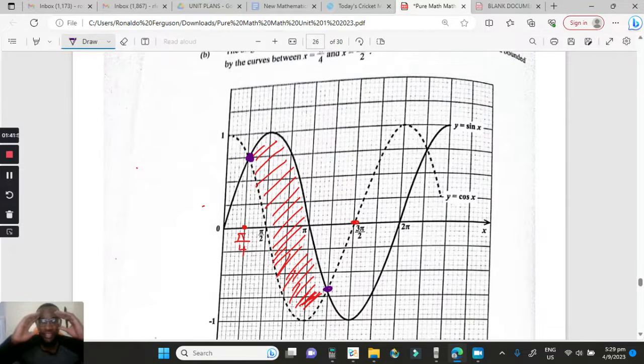I'm looking if I see any more intersection point there, and I don't. So I know that we're good now. But we have a strange thing here. What's a strange thing? We notice that part of the area is above the x-axis and part is below.